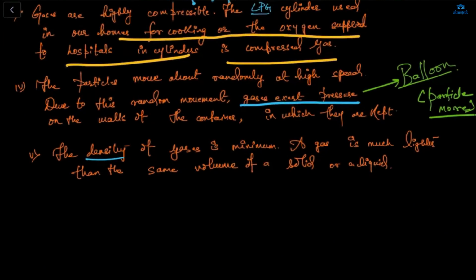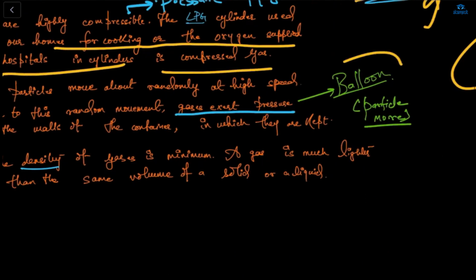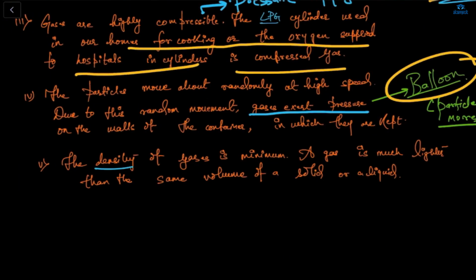Okay. Next point. The particles move about randomly at high speed. Due to this random movement, gases exert pressure. Now, what's the meaning of gases exert pressure? For example, let's take the example of a balloon. If we are filling more and more gas into a balloon, what will happen? After some time, what happens? The balloon bursts, right? So, the gas is exerting more pressure on the walls of the container in which it is kept.